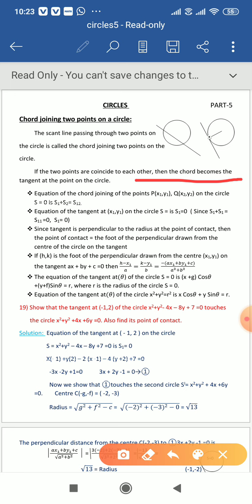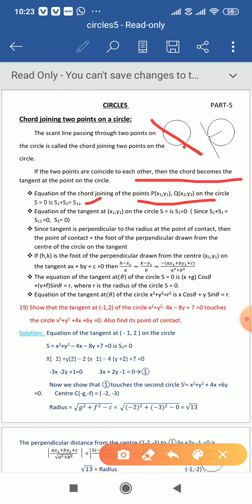Now, the equation of the chord joining the points x1, y1 and x2, y2 on the circle S equal to 0 is simply S1 plus S2 equal to S12. If suppose this is the point x1, y1 and this is the point x2, y2, then the equation of this chord is S1 plus S2 equal to S12.